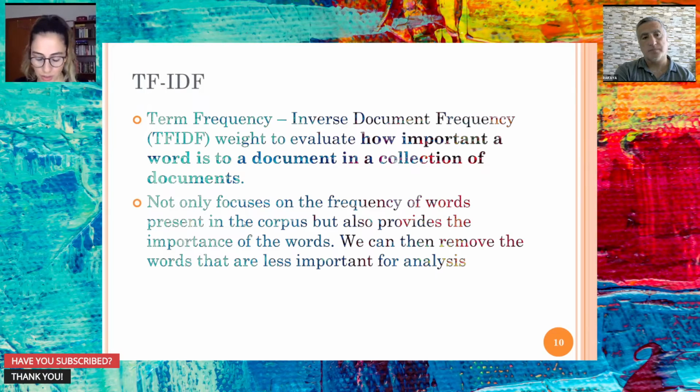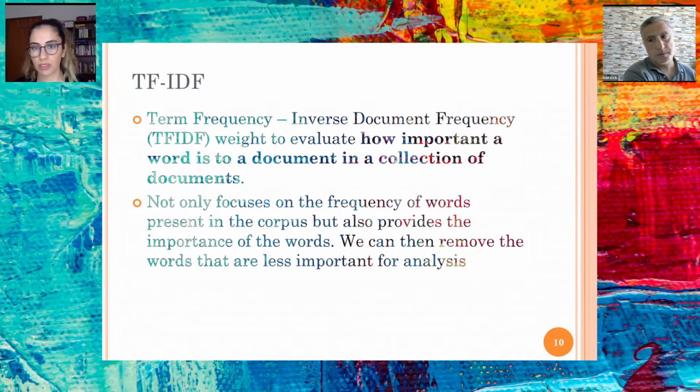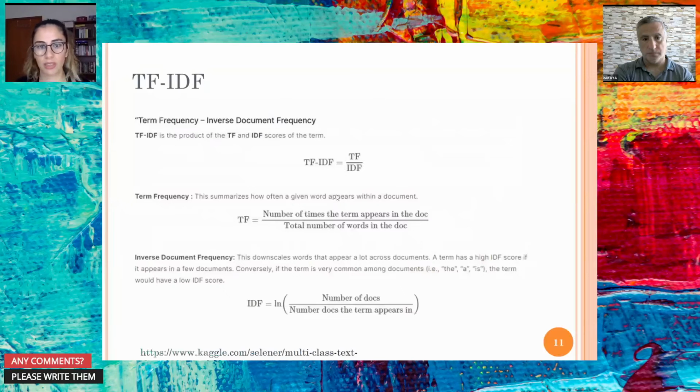But just for the analysis, I want to show you the tf-idf, the term frequency, inverse document frequency. It's different from the integer or count mode because it's going to evaluate how important a word is to a document in a collection of documents. So it not only focuses on the frequency of words, but also we are going to understand the importance of words for that category. Then after that, we can remove the words that are less important for the analysis maybe. So there's a formula for the tf-idf actually.